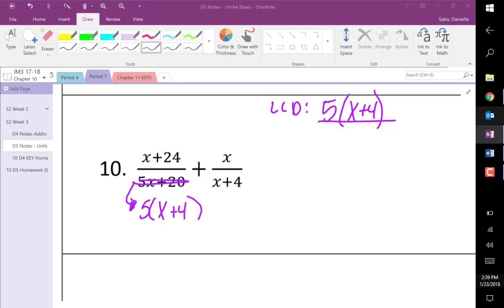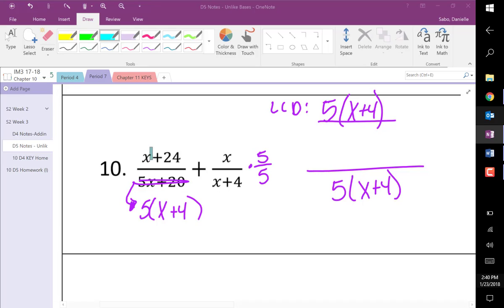The LCD is this. This fraction here has the LCD, so we're good. But this one does not. What is it missing? The 5. And that's why we have to multiply both the top and bottom by 5. Okay? And that's why I like these LCDs a lot better, because numbers sometimes can be really tricky. Because all I'm going to do is put it all over my LCD.